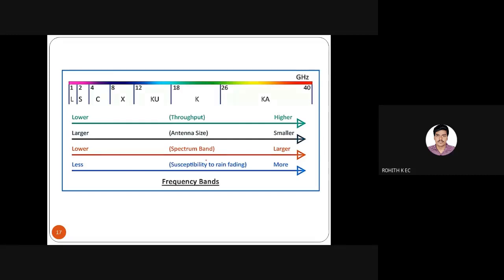So as we increase our frequency, obviously what will happen: throughput increases, antenna size becomes smaller, spectrum bandwidth becomes larger, and susceptibility to rain fading also increases. So we should be mindful of using high frequency communication in these rainy areas.